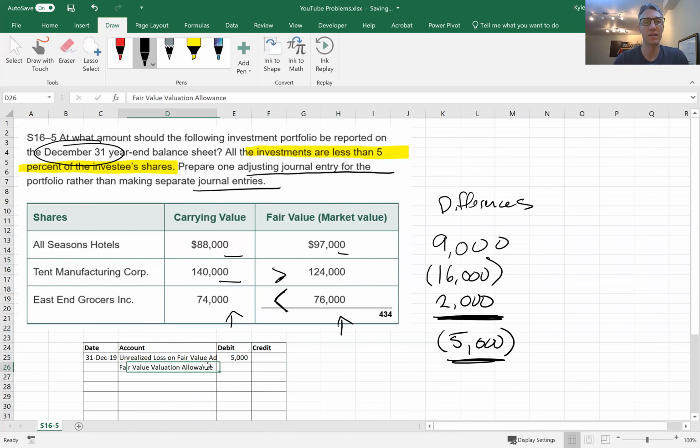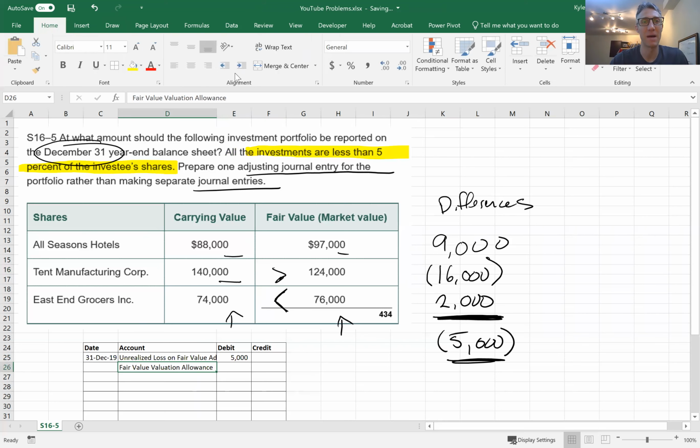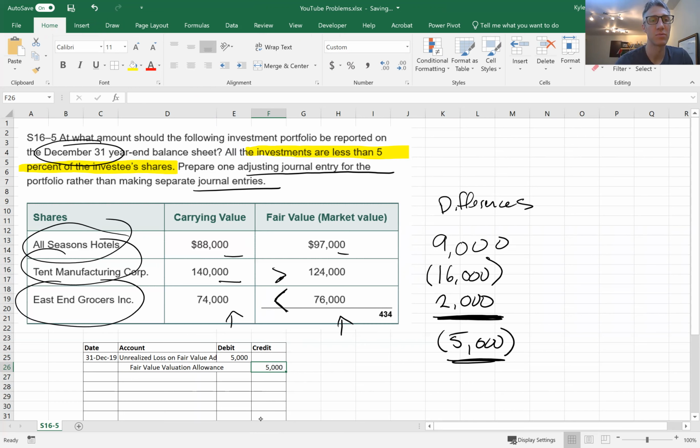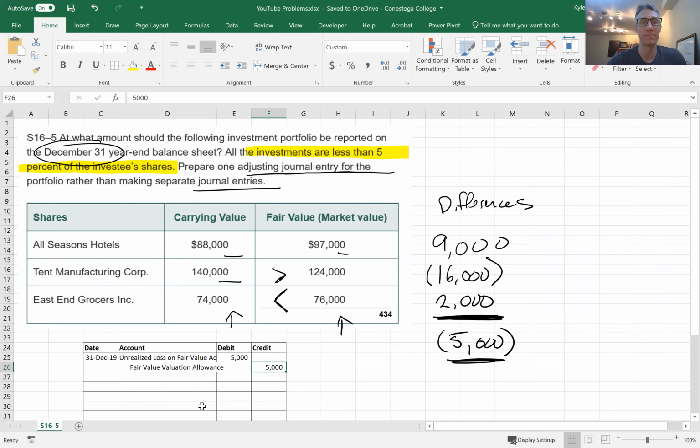Now, this fair value valuation allowance, when it has a credit balance, acts as a contra account to the actual investment. Right now, there would be a cost associated with the balance sheet for each of these as an asset. This fair value valuation would act as a contra account to offset it so that its carrying value would now match the market value. Okay, so this is how we would do problem S16-5.